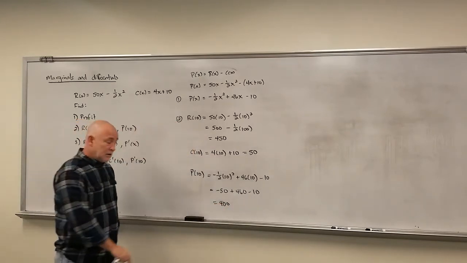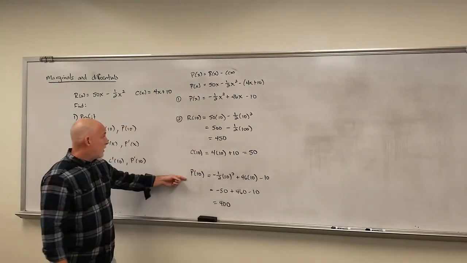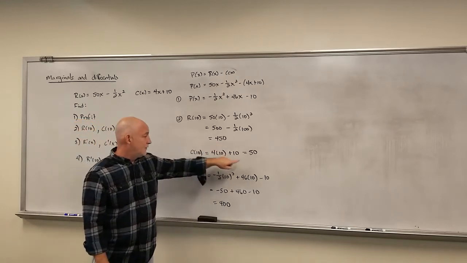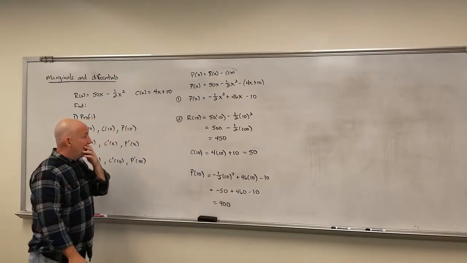Now, we should have already known the answer to this just by looking at it. I just wanted to show you that it worked right. We know the profit is revenue minus cost. Our revenue was 450, our cost was 50, so 450 minus 50 is 400.